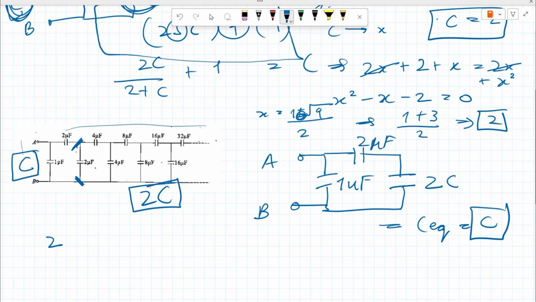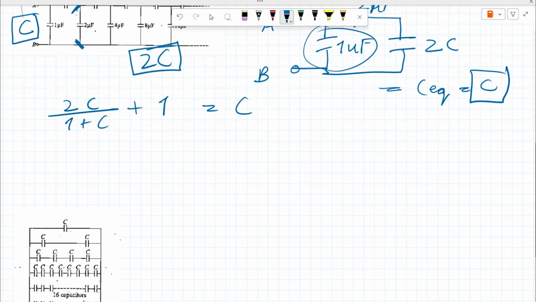So we can do 2 times 2C, which is 4C upon 2 plus 2C, which essentially becomes 2C upon 1 plus C. Then we add 1, and all this is equal to C. Replacing C by x because I'm more comfortable solving it that way, we get 2x upon 1 plus x, plus 1 equals x.